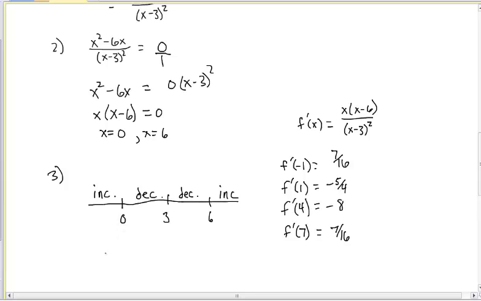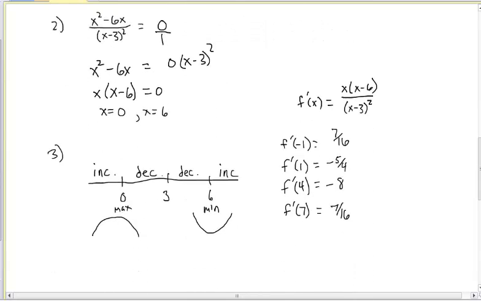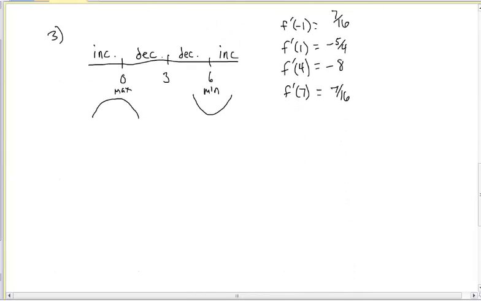So at 0 we're increasing and then decreasing. So we're at a max. Remember, this was a discontinuity. And then here we're decreasing and then we're increasing. So we're at a min. And now we need to tie everything together like we did on the last problem. So our original function was x squared over x minus 3, because we're going to need to evaluate some points.